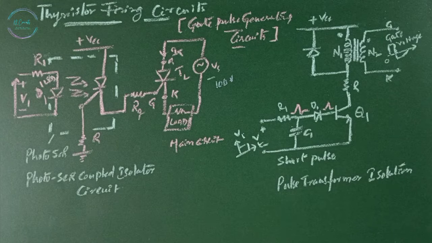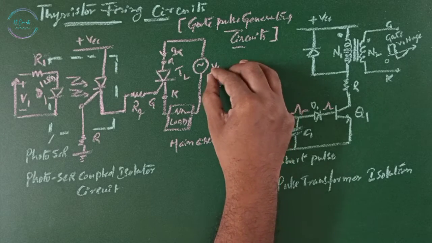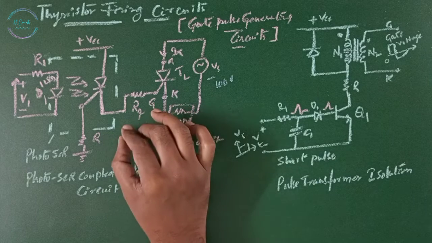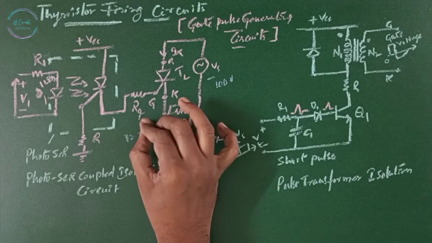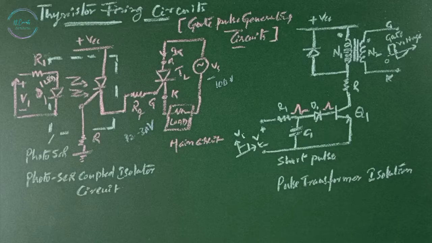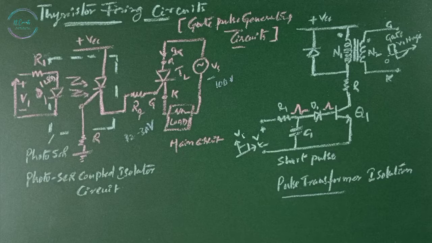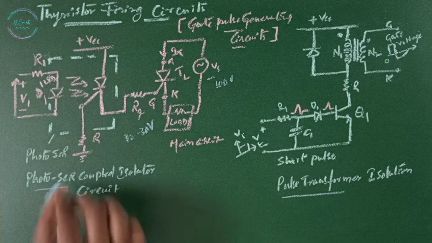Thyristor firing circuits or gate pulse generating circuits. Thyristor converters have different potentials at various terminals, whereas the supply given will be in hundreds of volts and the gate pulse is about 12 to 30 volts. An isolation circuit is required between the individual thyristor and the gate pulse generating circuit, and this isolation can be accomplished by using pulse transformers or optocouplers. An optocoupler could be a phototransistor or photo SCR.